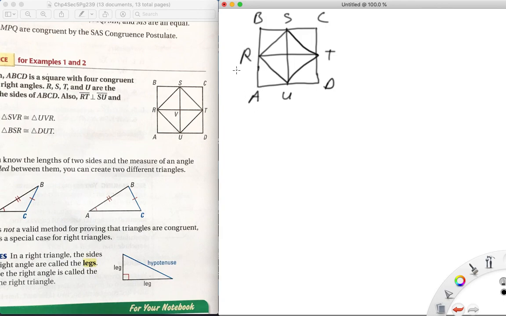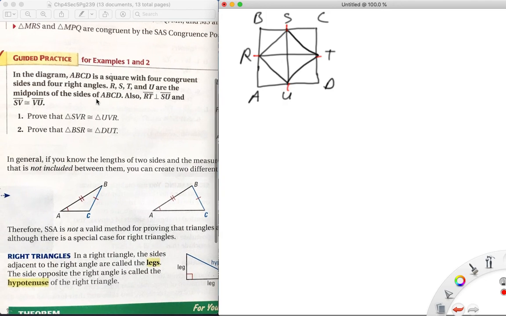We're told a couple of things. We're told that the square on the outside, ABCD, has 4 congruent sides. So all of these sides are congruent. This is congruent. That's congruent. That's congruent. That's congruent. We're told that we have 4 right angles here, here, here, and here because we're told it's a square.